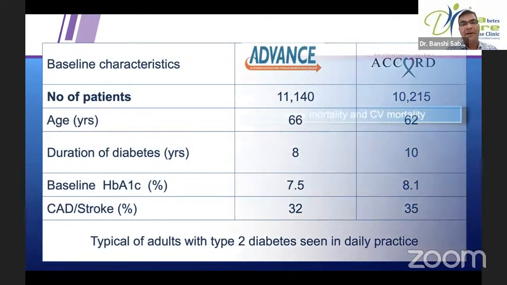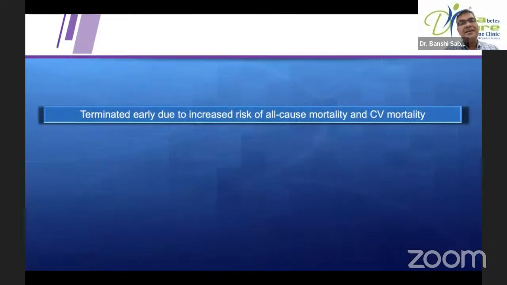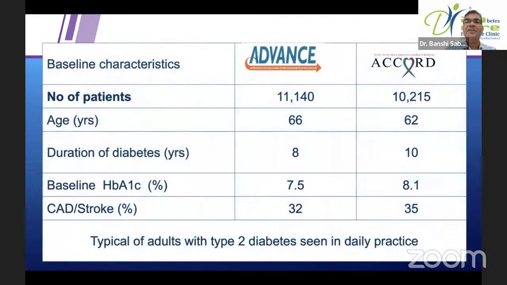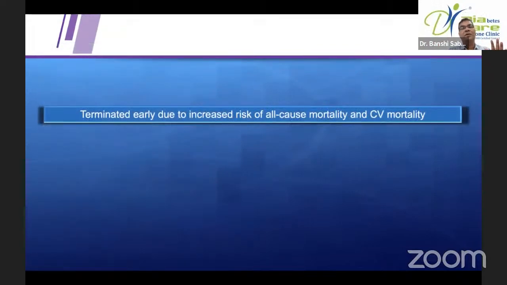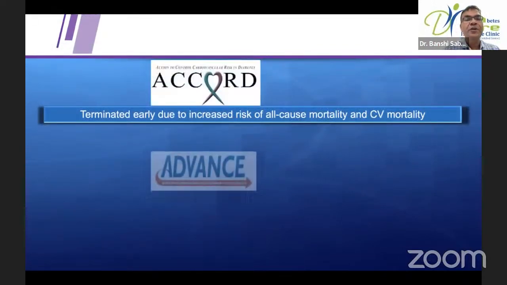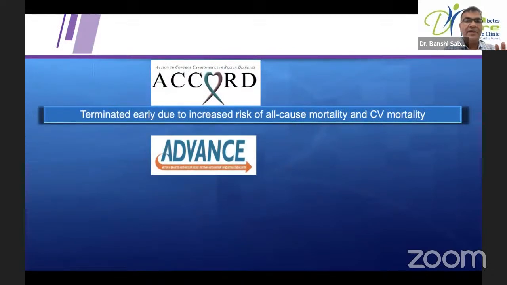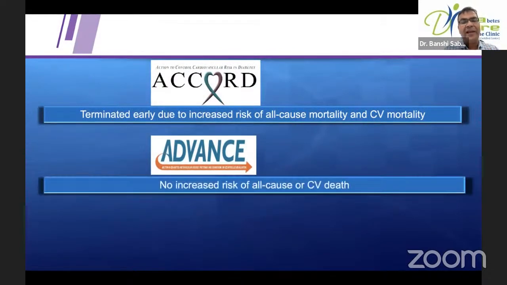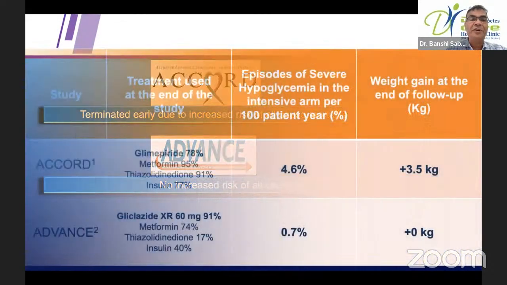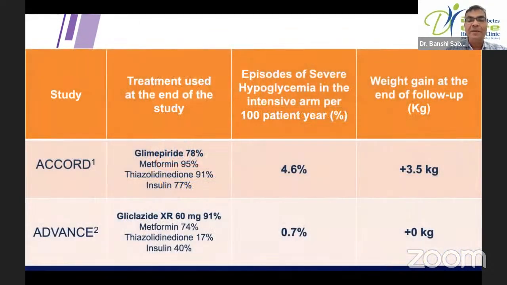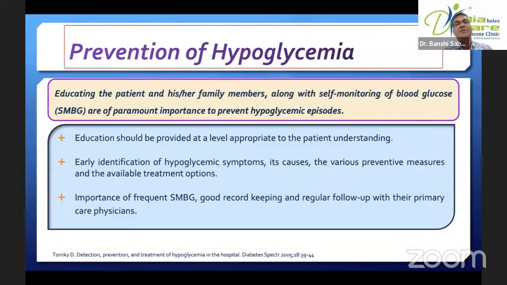In ACCORD, what happened? It was terminated because of increased risk of all-cause mortality and severe hypoglycemia. So you can see that in patients in ACCORD who were trying to get tight glycemic control, there was an increase in mortality, and they stopped the ACCORD trial completely. But the ADVANCE trial had not shown any increased risk of all-cause or CV death. That shows that the molecule used in that may be more cardiac safe, and the risk of hypoglycemia was also relatively less. ADVANCE was glimepiride with gliclazide, and as I told you, there was no increase in body weight, and the severe hypoglycemia risk was also low.